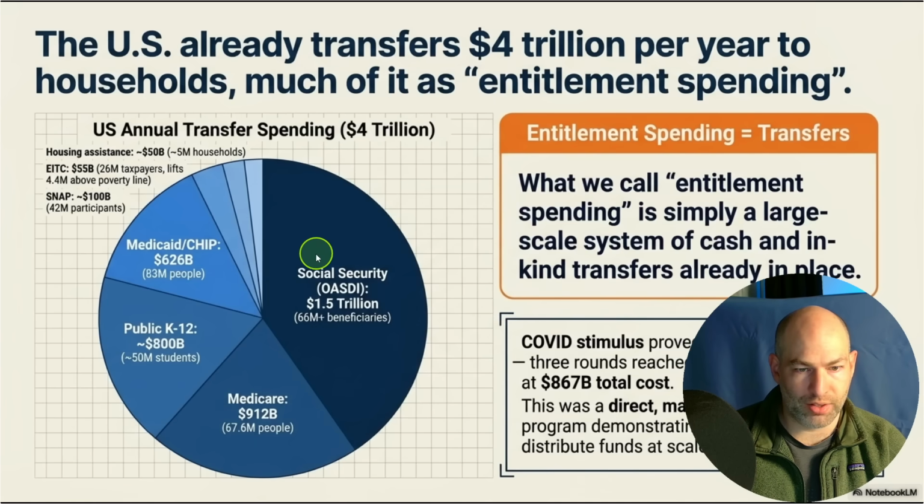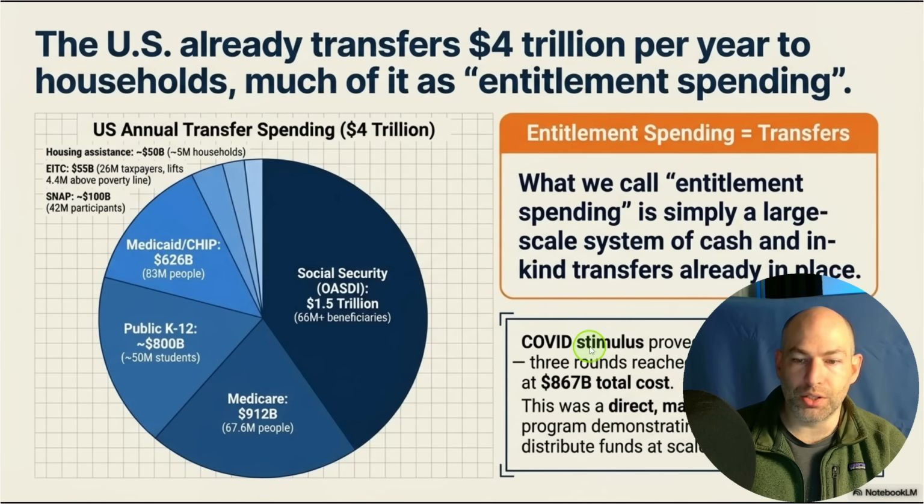And we're doing it with things like Social Security, Medicare, public education, Medicaid, and household assistance, EITC, SNAP benefits. That is a huge, huge amount of spending. So entitlement spending is a transfer. Whenever you hear someone talk about entitlements, those are transfers. That is simply a large-scale system of cash and in-kind services already in place.